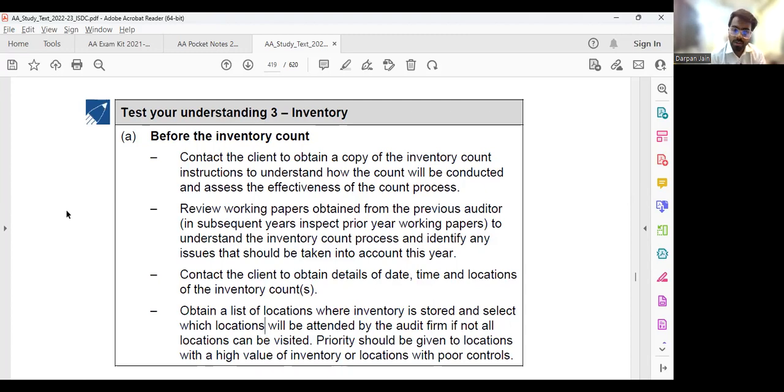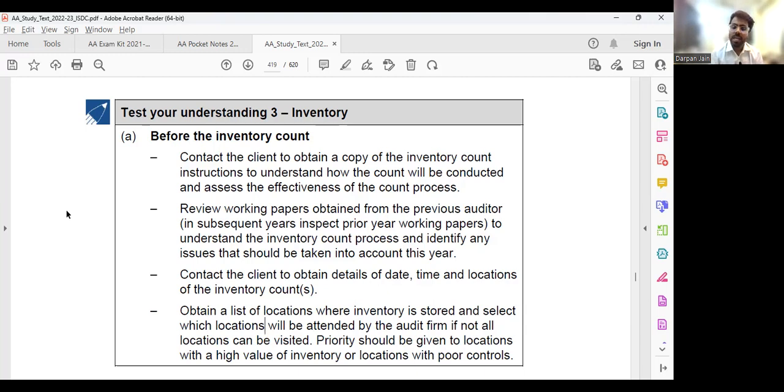Next, you're reviewing working papers obtained from the previous auditor to understand the inventory count process and any issues that should be taken into account this year also. You are reviewing last year's working papers, because last year also inventory count must have been done. Like the company is doing inventory count this year, last year also the auditor must have joined the inventory count. So see the auditor's working papers from the last year.